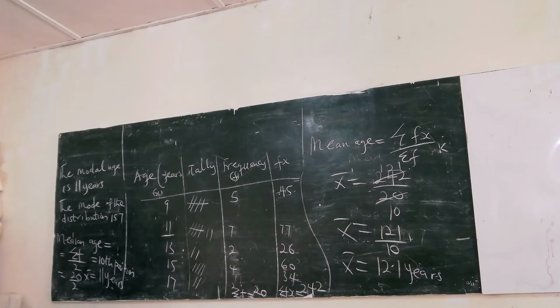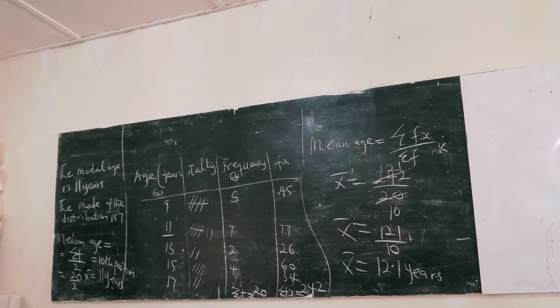So that's the end of how to use the raw data to construct our frequency distribution table, and using the table to find the mean, mode, median, and the modal age. So we are going to end here and change to how to use grouped data to construct a frequency table, using the table to find the mean, mode, median, and the modal class.